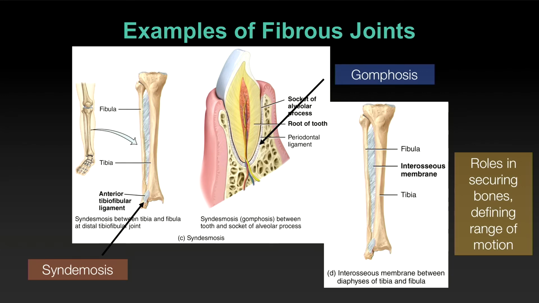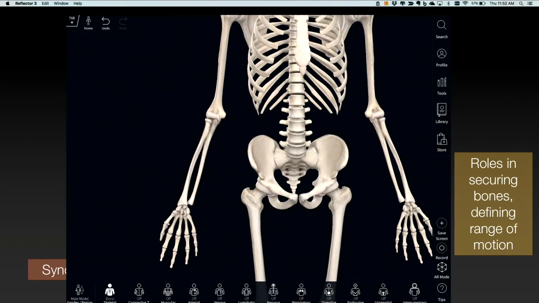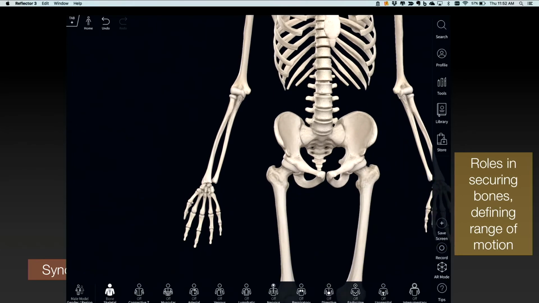So you can see that sheet of dense irregular connective tissue holding the bones together. It always stays connected, helping to secure the tibia and the fibula. It might allow a little bit of torsion back and forth, but certainly if you consider the membrane between the radius and the ulna.